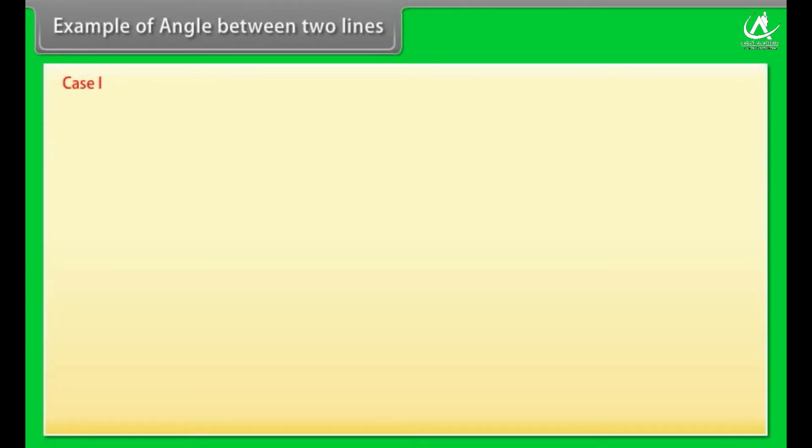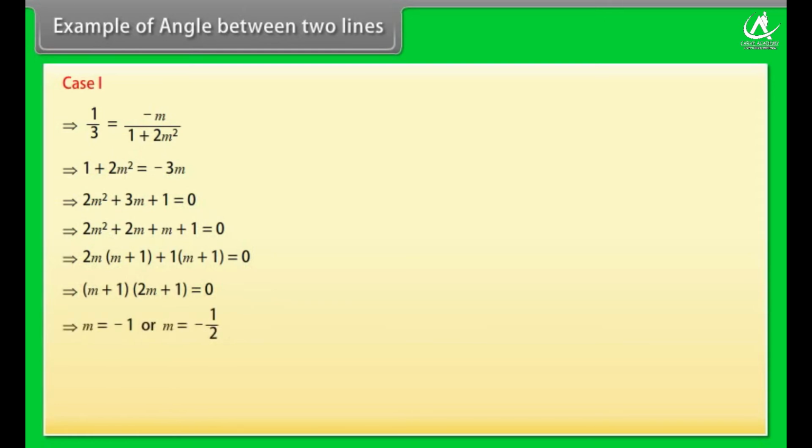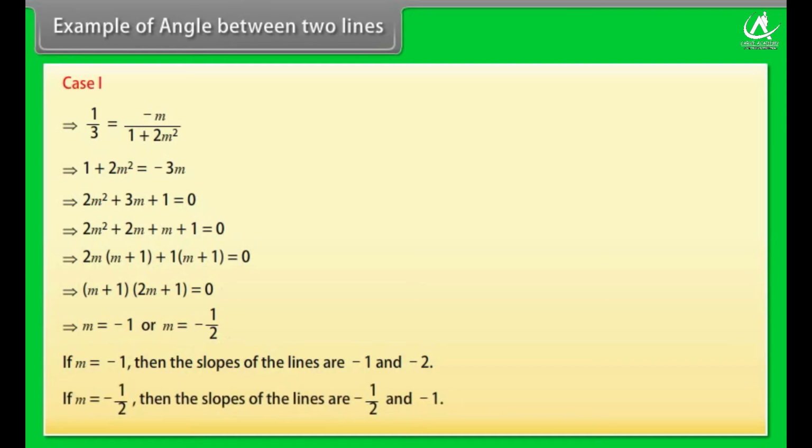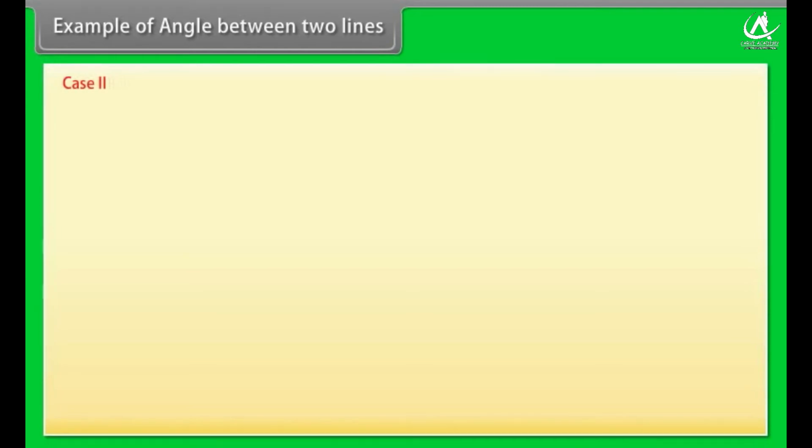Case 1. 1 by 3 is equal to minus m by (1 plus 2m square). On solving, we get m is equal to -1 or m is equal to -1 by 2. If m is equal to -1, then the slopes of the lines are -1 and -2. If m is equal to -1 by 2, then the slopes of the lines are -1 by 2 and -1.